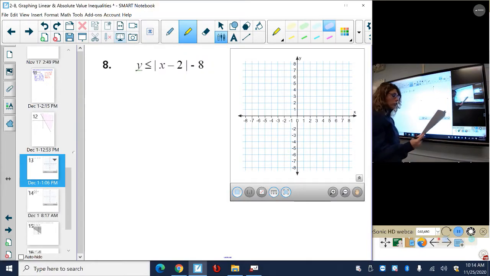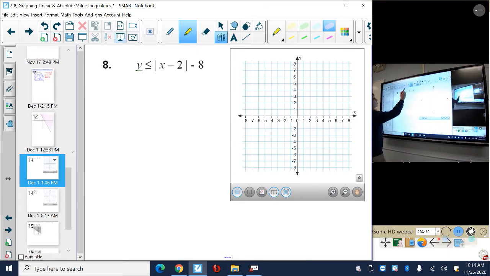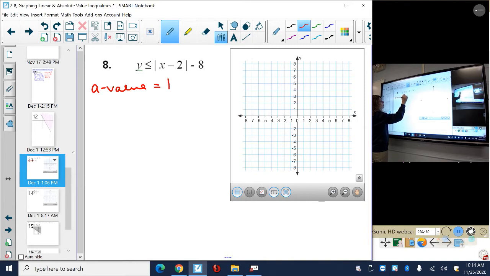Okay? Then let's go ahead and hop down to problem number 8. Problem number 8, the directions say graph each absolute value inequality. So the very first thing I want you to notice is I want you to find your a value. Your a value is going to be what is right here. It's the phantom 1, which means how is this thing opening? It opens up and it has a valley, which it is a minimum.